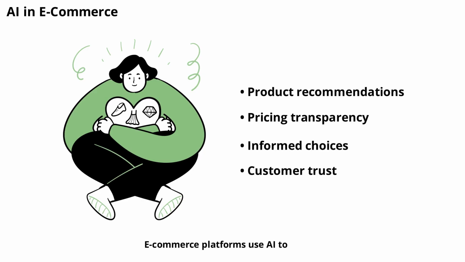E-commerce platforms use AI to recommend products and optimize pricing. Explainable AI clarifies why certain products are suggested or why prices change. This helps customers make informed choices and increases trust in online shopping experiences.